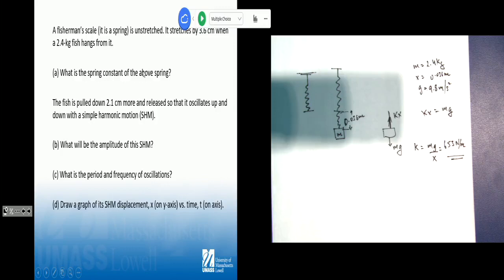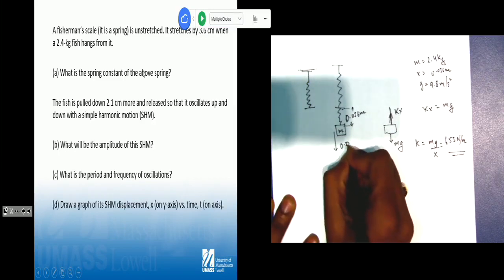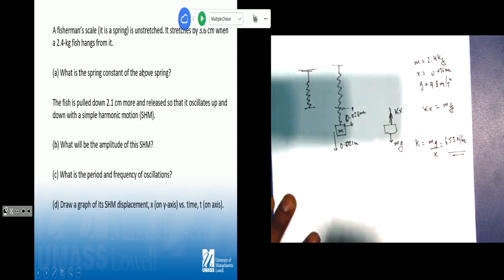Okay, the next part of the question is telling you that from this location, I stretch it 2.1 centimeters and let it go, right? So the fish is hanging, and for some reason, I can't just let it be there. I choose to displace it by 0.021 meters, right? This location, and let go. What happens now?